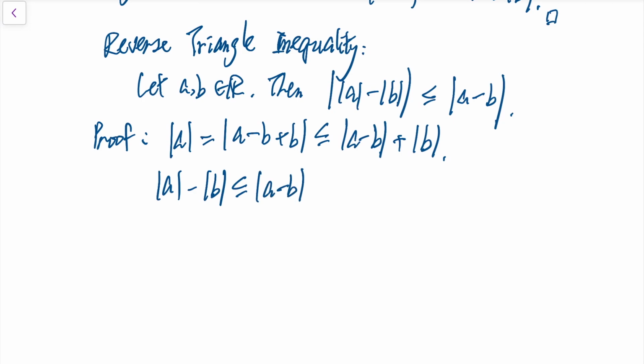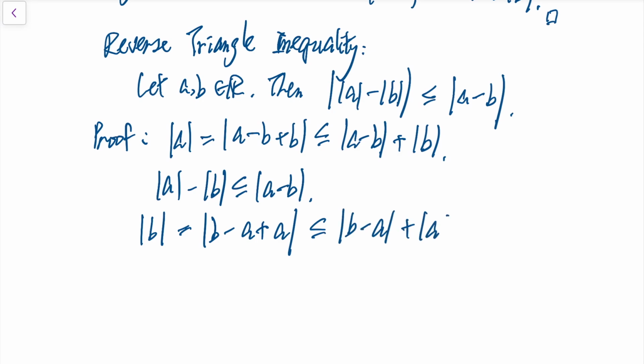Similarly, the absolute value of B is equal to the absolute value of (B minus A) plus A, which is less than or equal to the absolute value of B minus A plus the absolute value of A. And we know that the absolute value of B minus A is equal to this value.